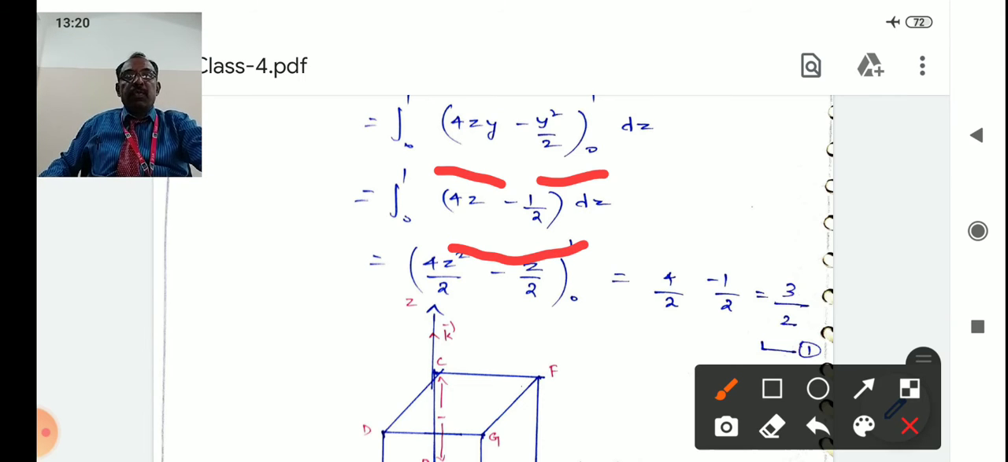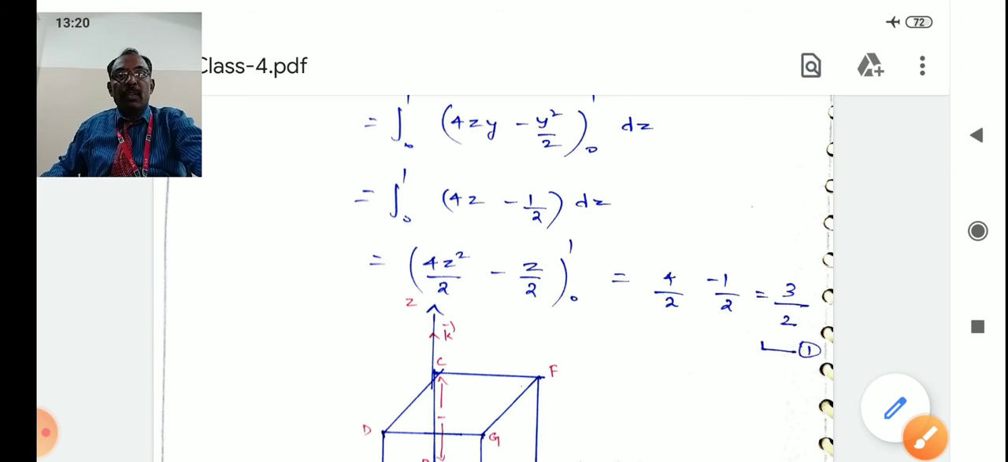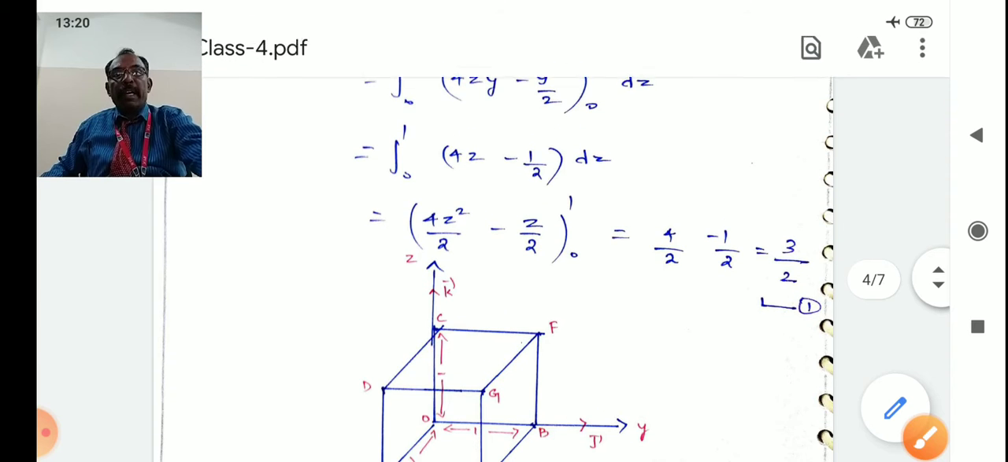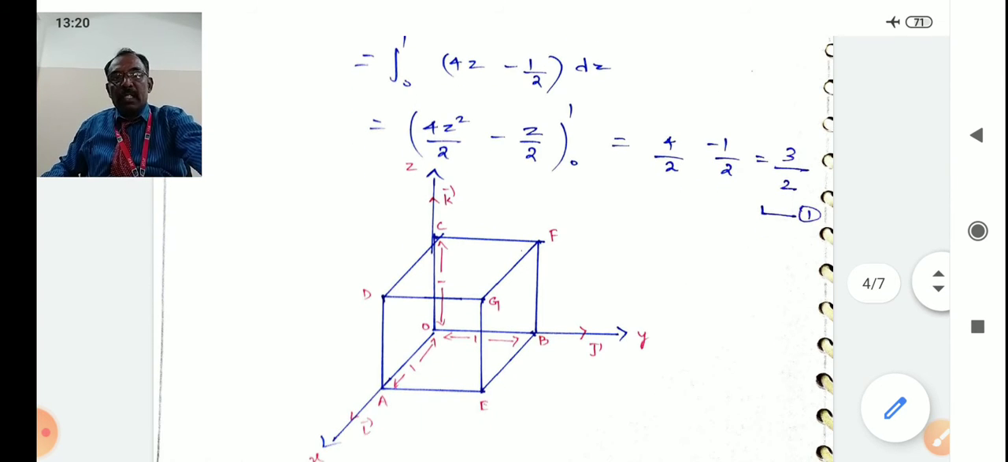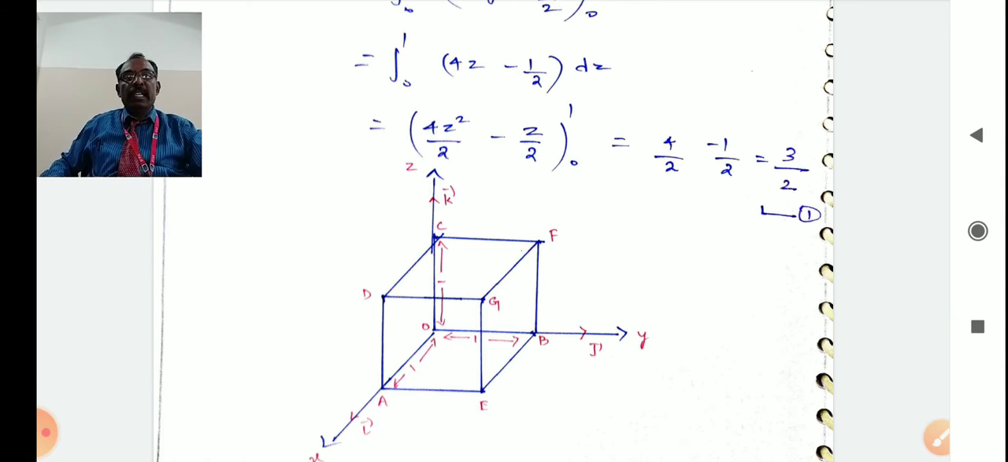Now integration of 4z with respect to z, we get 4z squared by 2. Integration of 1 by 2, which is a constant, we get 1 by 2 into z, that is z by 2. Now we put z equal to 1 first, 4 by 2 minus 1 by 2, we get 3 by 2. This is the RHS value, which is equation number 1.